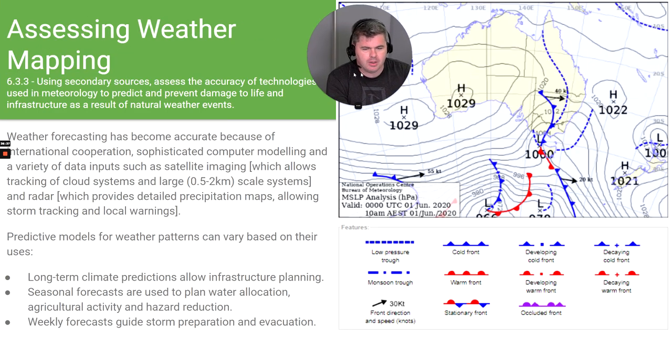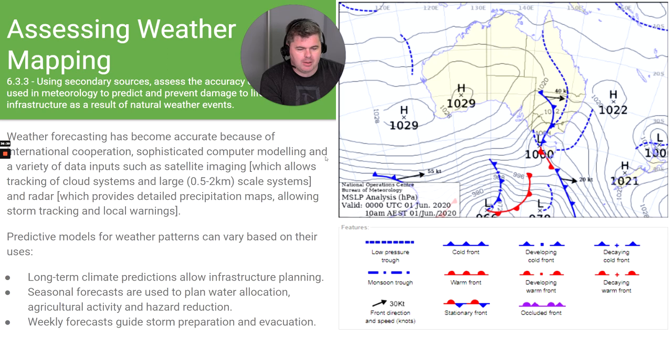All right. Assessment: weather mapping. So here we have a typical meteorological map. Each line indicates a differentiation in air pressure. So here we have two high pressure systems. We have another one here and a low pressure system over New Zealand. And down the bottom here, this is our key for indicating different materials.